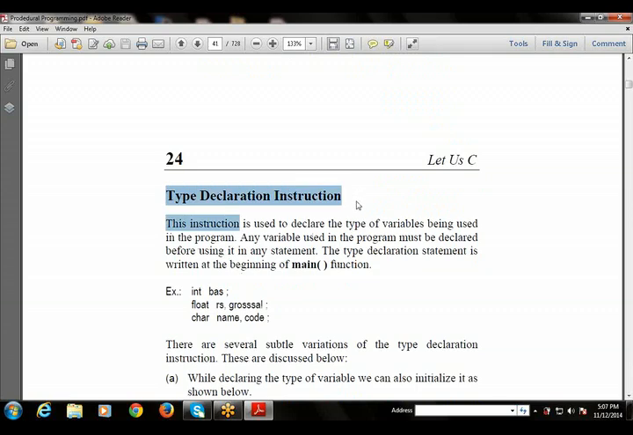One is your type declaration instruction. This instruction is used to declare the type of a variable being used in a program. That is a type declaration instruction that is used to declare the variable.